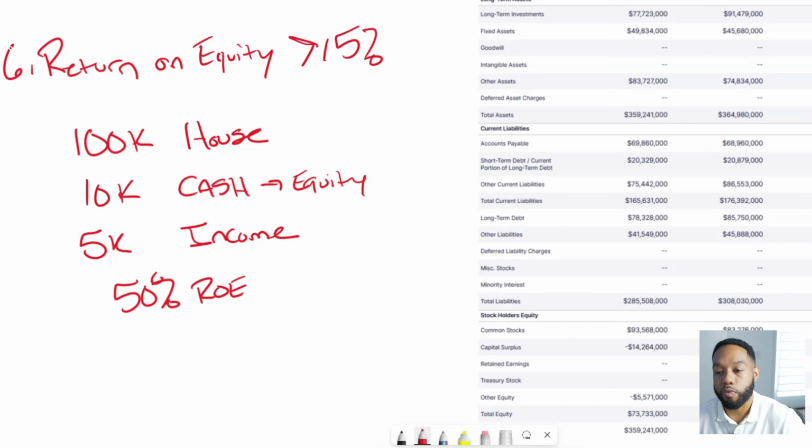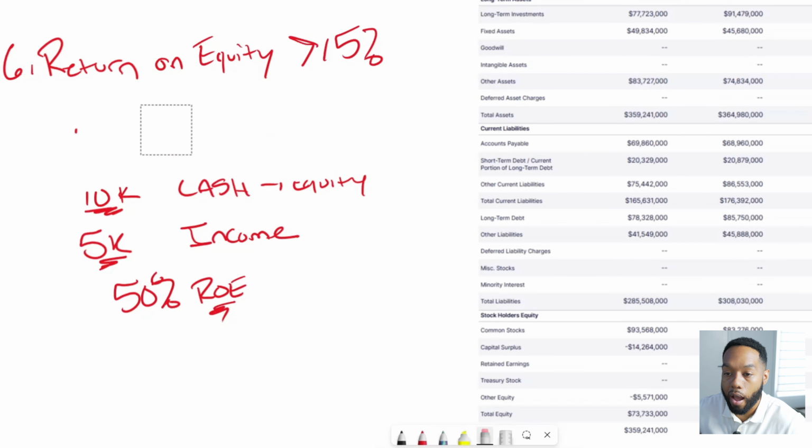Because let's think about this for a second. I put up $10,000 of cash. This is my own money that I put up, and this is my equity. And in return for that cash that I put up, I got $5,000 back. This gave me a 50% return on the actual cash that I put up. So this is return on equity. And we want to translate this same exact concept to stocks that we own, because we need some type of return on the ownership that we have.